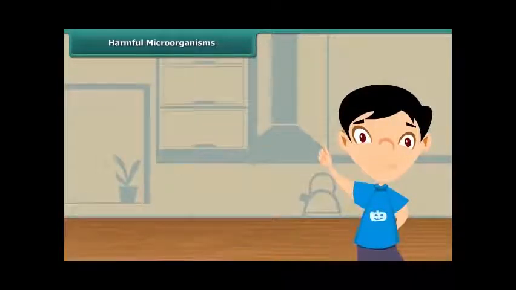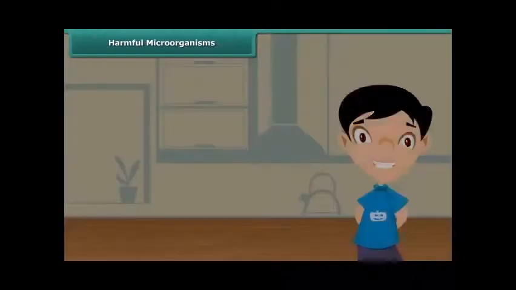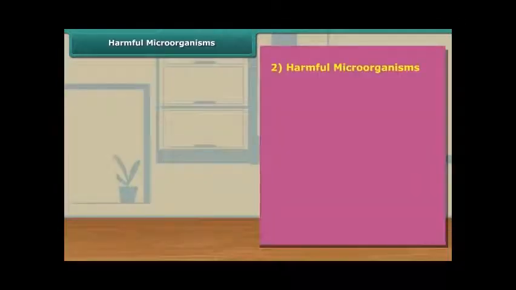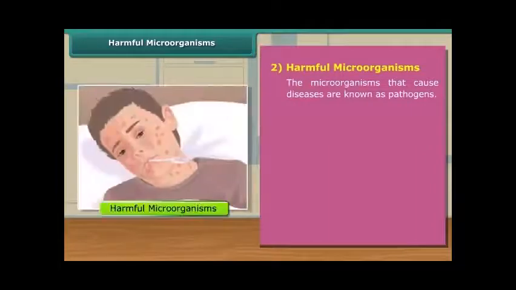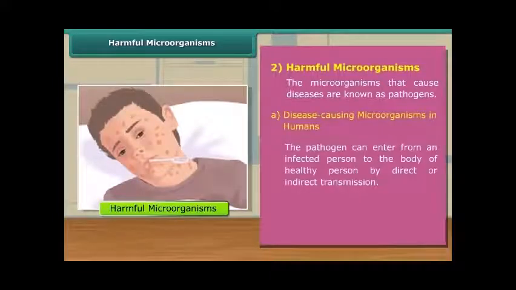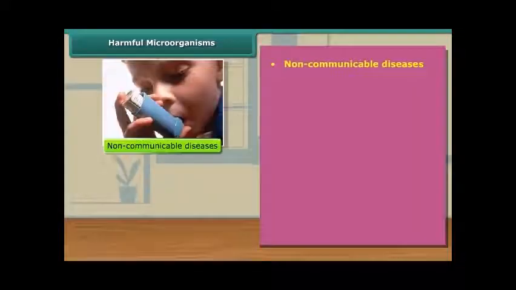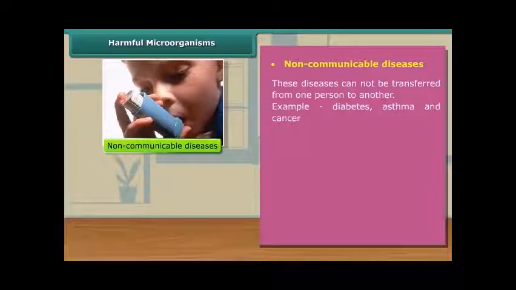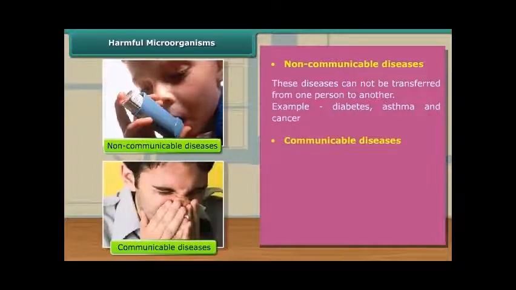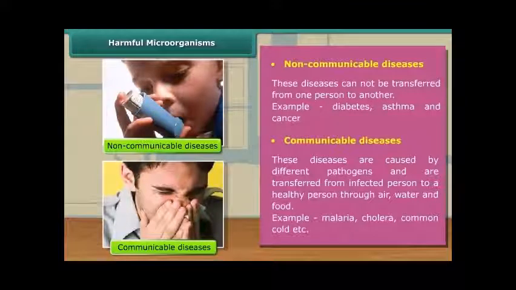After discussing helpful and friendly microorganisms, let's learn about harmful microorganisms. We will start with microorganisms that cause diseases in humans and animals. The microorganisms that cause diseases are known as pathogens. We can classify diseases into two categories: non-communicable or non-infectious diseases, and communicable or infectious diseases. Non-communicable diseases cannot be transferred from one person to another, while communicable diseases are transferred from an infected person to a healthy person by means of air, water, food, etc.